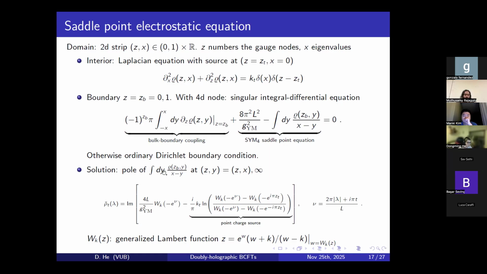The solution can be read off by the poles. This integral has two poles. One is at x equals y, which cancels the contribution of the first term. And there is a second pole at infinity, which cancels the contribution of the second term. In the end, the solution is written in terms of the generalized Lambert function, which is the root of some transcendental equation. The first term is a sourceless solution, and the second term encodes the D5 brane sources.